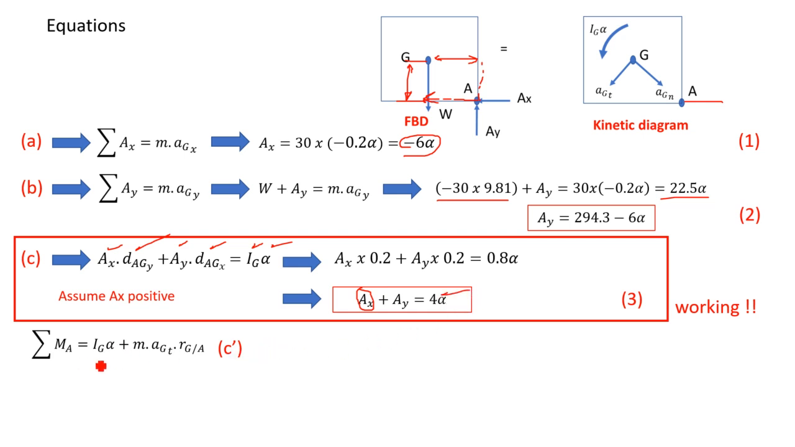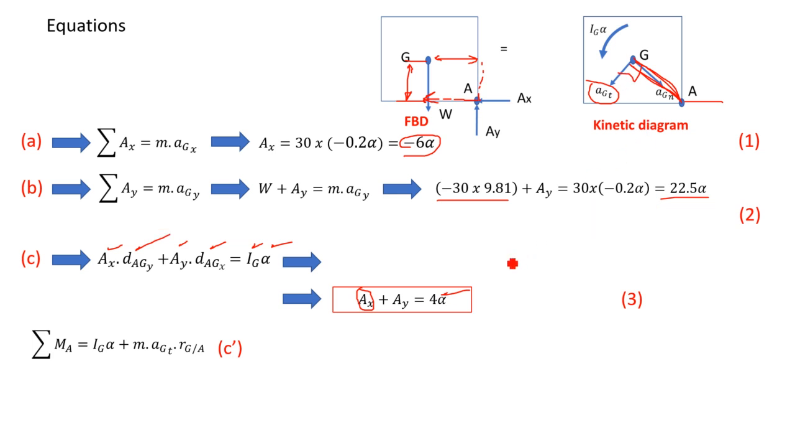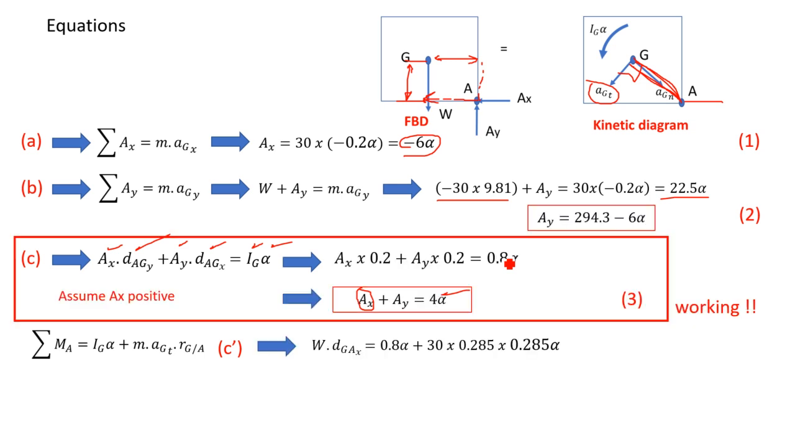The other way we can do it is around the point A, and in that case we're only going to have the AG alpha and the mass multiplied by the AGT multiplied by the RGA, which is that force multiplied by that distance, because it's perpendicular to it. This seems to be much easier, so I'm going to simply put all the parameters in, and I will solve for that. I will get the alpha 18.4.